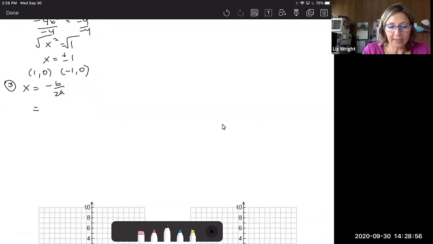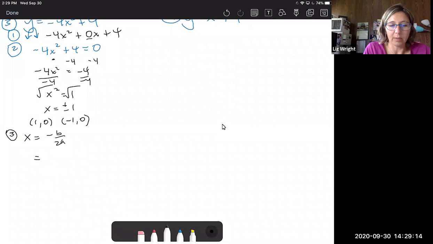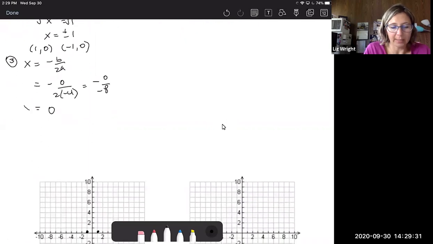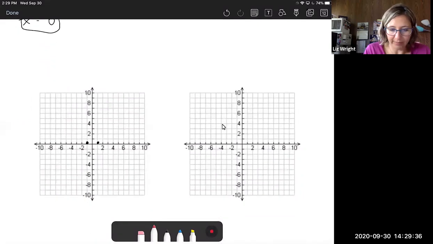So we are going to get negative b over 2a. I'm going to put this in standard form. So I've got negative 4x squared plus 0x plus 4. I'm putting that in standard form because I don't have an x. So now my b is 0, right? So it's going to be negative 0 over 2 times negative 4, which is going to be negative 0 over negative 8. And guess what? 0 over any number here is going to be 0. So it happened exactly where we thought it was going to be. So x equals 0 is my axis of symmetry as well as the x value of my vertex.